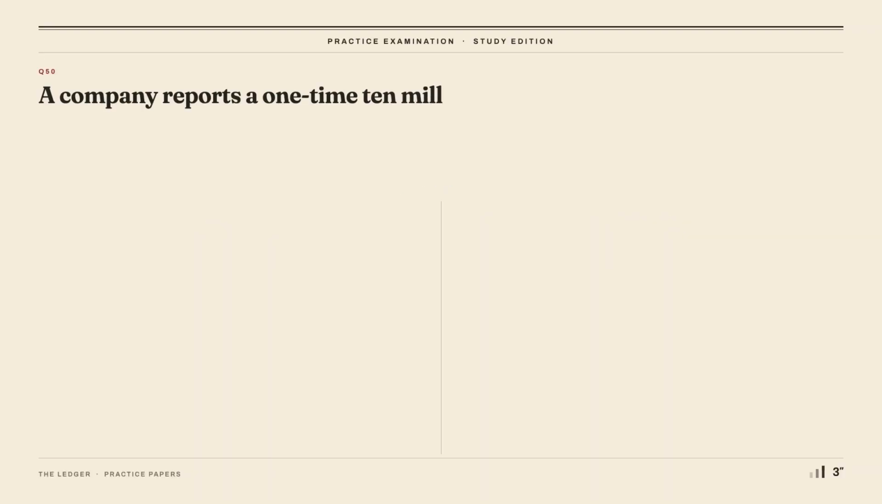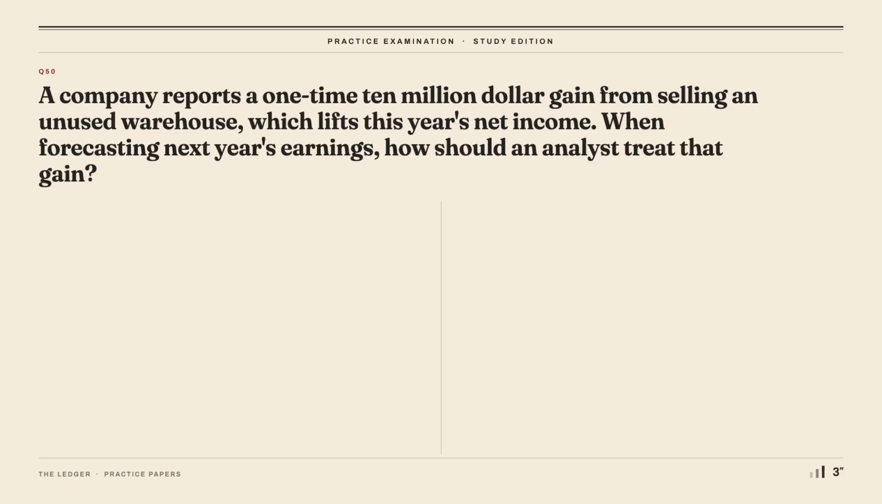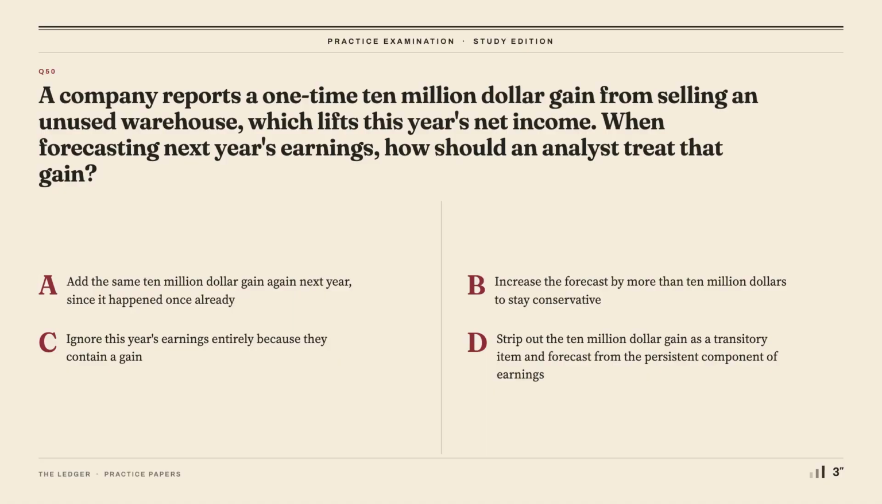Question 50. A company reports a one-time $10 million gain from selling an unused warehouse, which lifts this year's net income. When forecasting next year's earnings, how should an analyst treat that gain? Your options are: A. Add the same $10 million gain again next year since it happened once already. B. Increase the forecast by more than $10 million to stay conservative. C. Ignore this year's earnings entirely because they contain a gain. D. Strip out the $10 million gain as a transitory item and forecast from the persistent component of earnings. Take a second. Which answer would you pick?